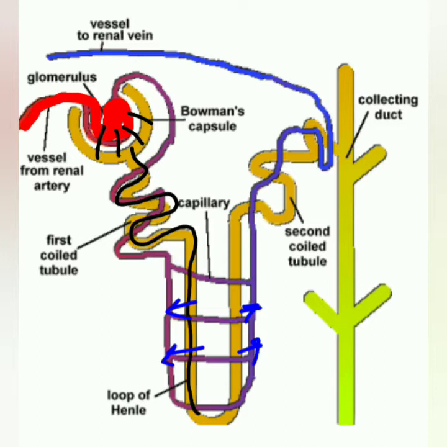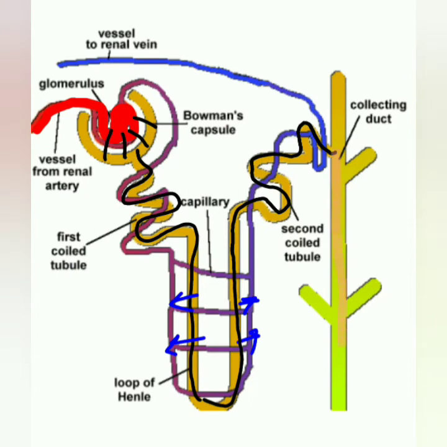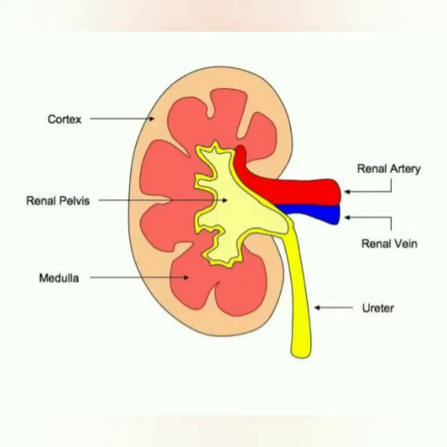And the leftover filtrate containing waste such as water, urea, and mineral salts form the straw-colored fluid called urine through collecting duct. And then from the collecting duct, urine gets collected in the renal pelvis, and from where it is removed from the kidney through ureter.